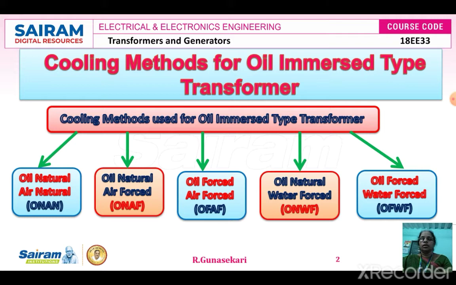Oil natural, air natural, the abbreviation is ONAN. Second one is oil natural air forced, the abbreviation is ONAF. Oil forced air forced cooling, the abbreviation is OFAF. Then oil natural water forced, the abbreviation is ONWF. The last one is oil forced water forced, the abbreviation is OFWF.